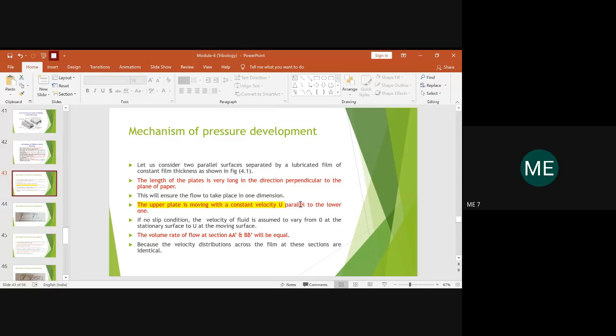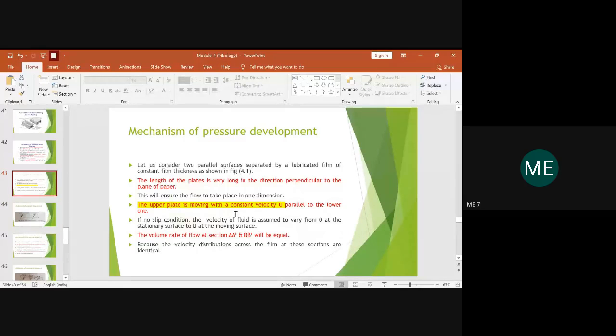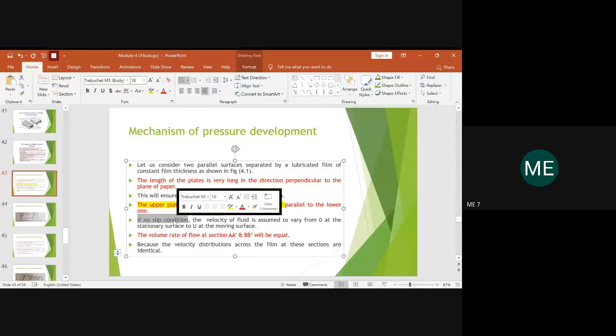And this is exactly parallel to the lower one. So this upper plate will be exactly parallel to the lower one, so that you have to understand. And later, it is seen that you will not be assuming any slip. So we assume that there is no slip happening when it slides against each other.